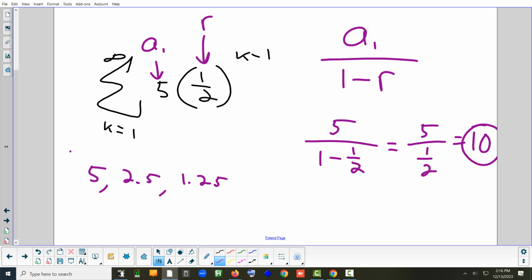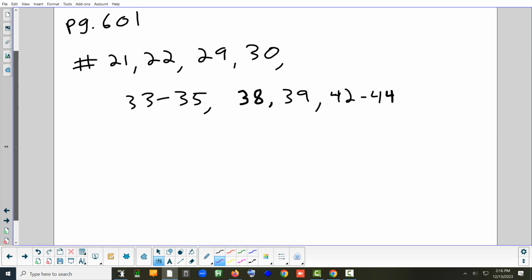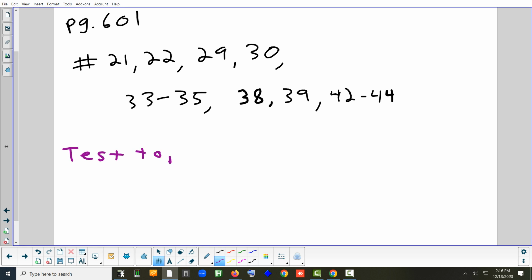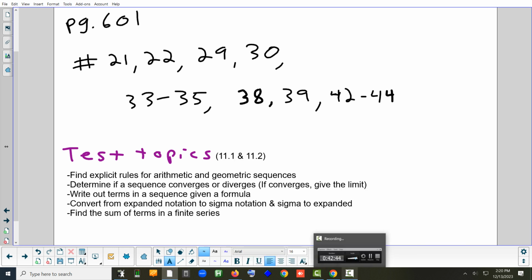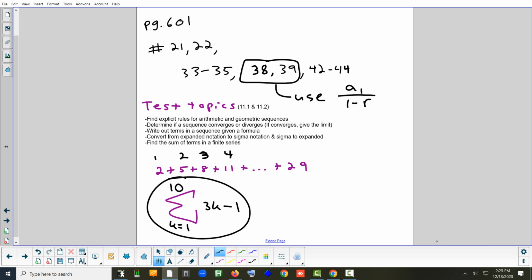All right, so with the time we have left, I can put a list of topics that will be on the test, and we'll have plenty of time if you want to ask me any questions. So that's the homework. Let me put a list of test topics. I took off 2 of the questions after number 22. For 38 and 39, don't do what they're asking. They ask you to use a graphing calculator. We didn't really do it that way. Just use the formula a sub 1 over 1 minus r.